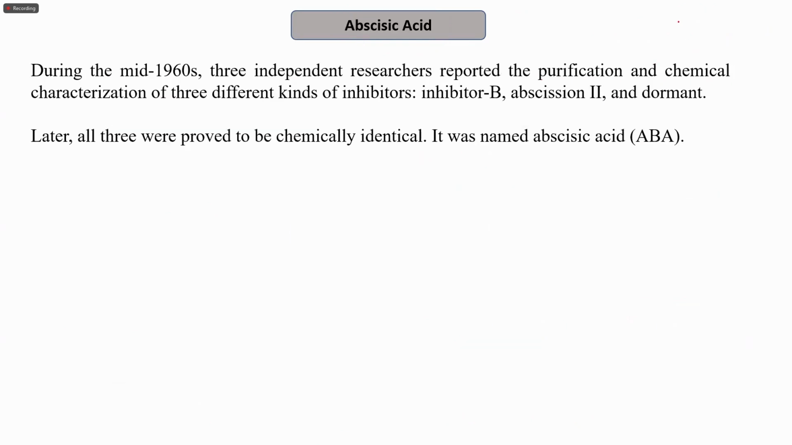The last that we will discuss is abscisic acid. During the mid-1960s, three independent researchers reported the purification and chemical characterization of three different kinds of inhibitors: inhibitor B, abscission II and dormin. Later, all three were proved to be chemically identical and it was named abscisic acid. So these were the inhibitors.